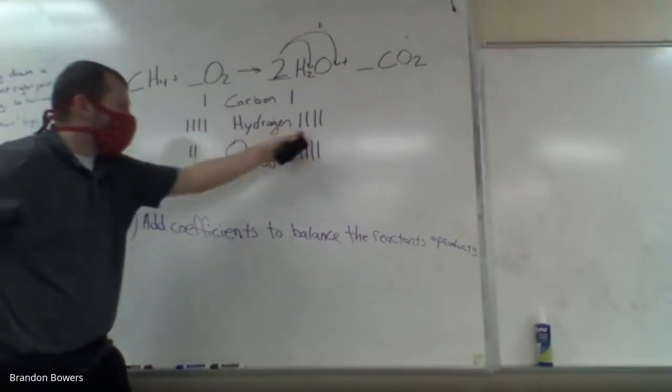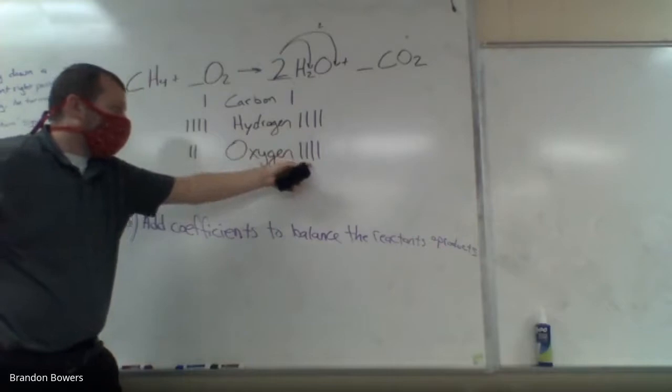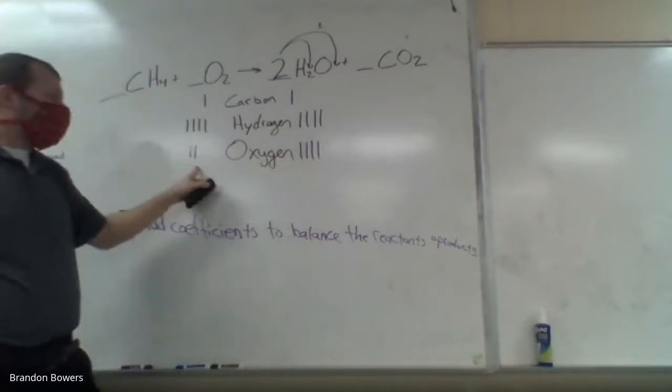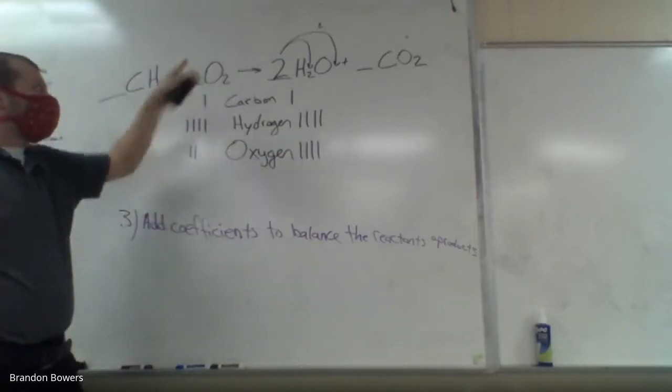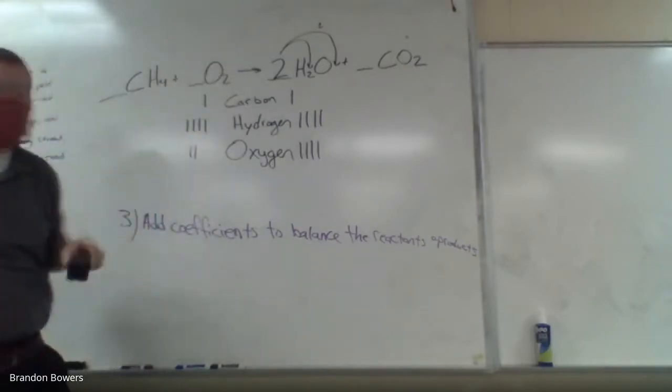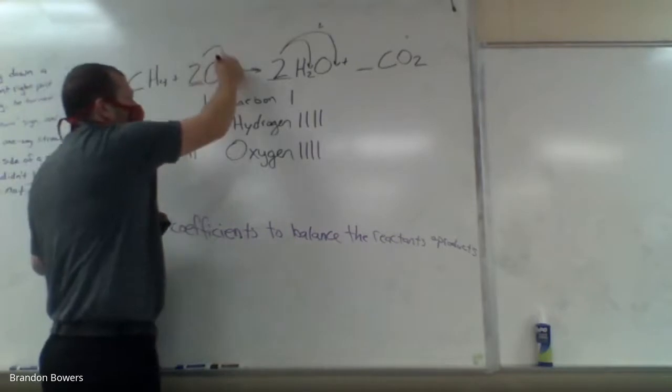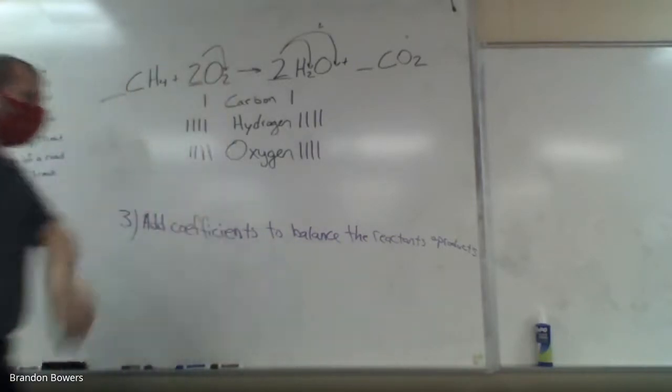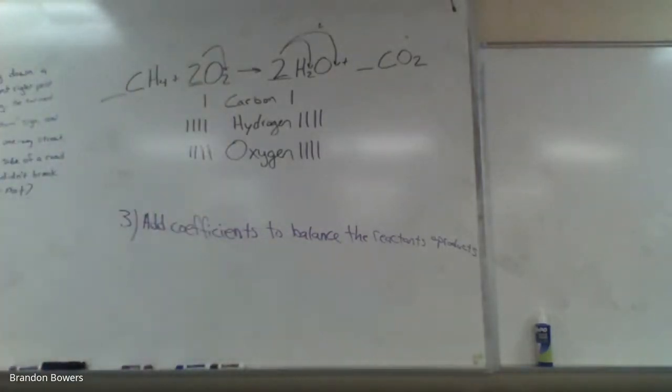My hydrogen is balanced. Oxygen, I have 4. Oxygen, I only have 2. So what should I put in front of that to get a total of 4? 2. You're exactly right, because what's 2 times 2? 4. Is everything balanced? And you're done. That's balancing chemical equations.